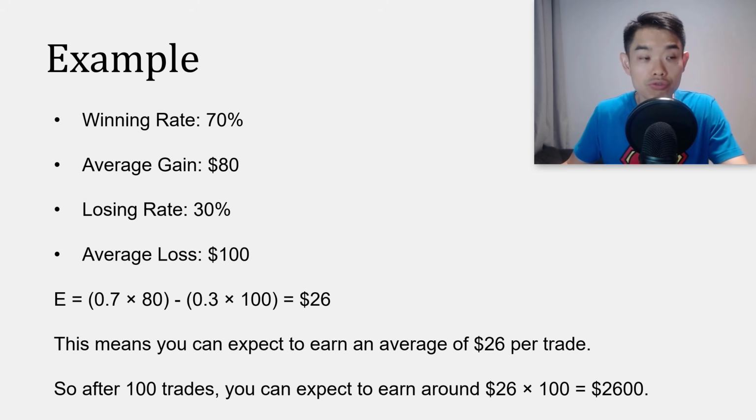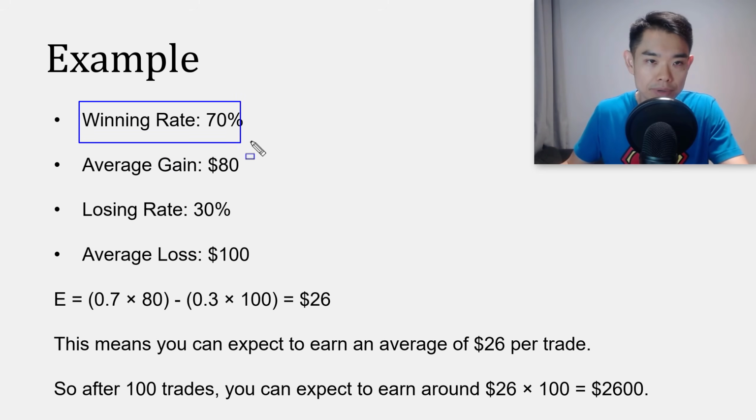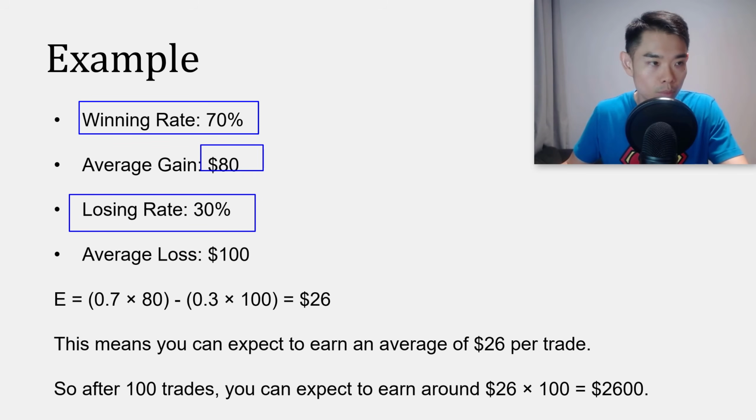So let's say you have a trading system that has a 70% winning rate. Your average gain is $80 and your losing rate is 30%. Why 30%? Because 100% minus 70%, you'll get 30%. So that's your losing rate. And let's say your average loss is $100 per trade. So what you're going to do is plug these numbers into the formula I just shared with you earlier. So this is your winning rate multiplied by your average gain, minus your losing rate multiplied by your average loss, and you'll get $26 per trade.